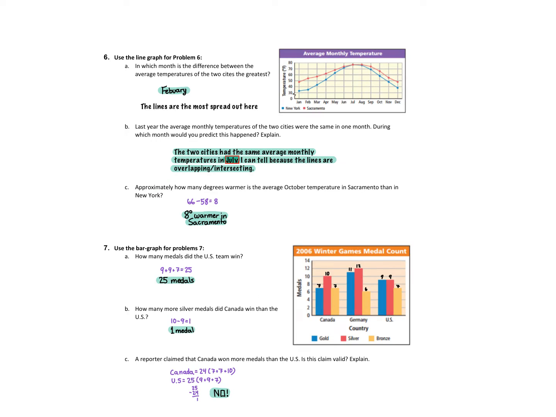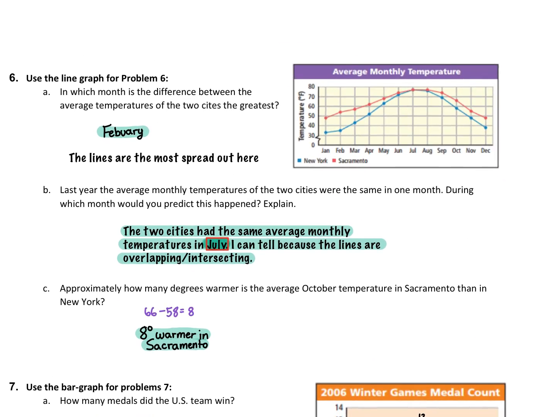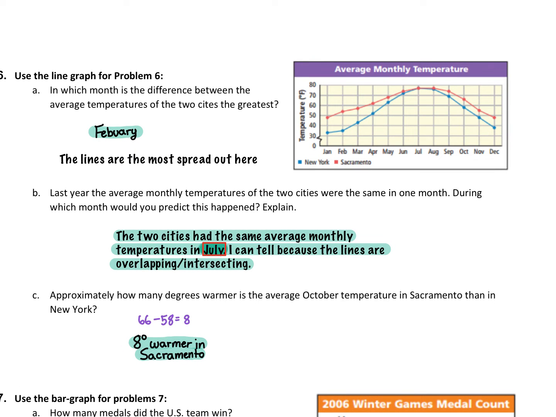All right, finally, the last page, number 6. They give us a line graph. I'm looking at the title, average monthly temperature. Got months on the bottom, temperature. I got 2 lines. So the blue, it looks like, is New York, and the red is Sacramento. That's in California. Letter A. In which month is the difference between the average temperatures of the 2 cities the greatest?